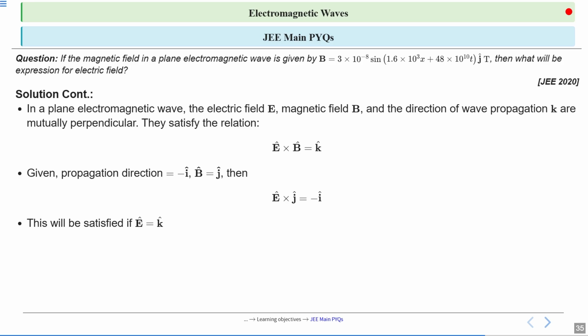Okay. So K cross J will be equal to minus I cap. Okay. So the direction of the electric field will be along K cap, means along the Z axis.